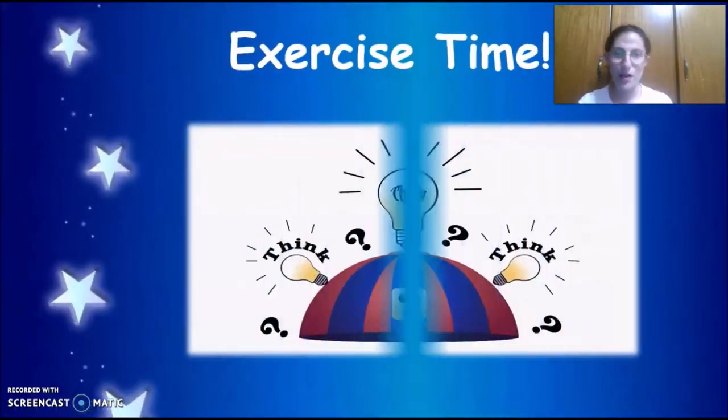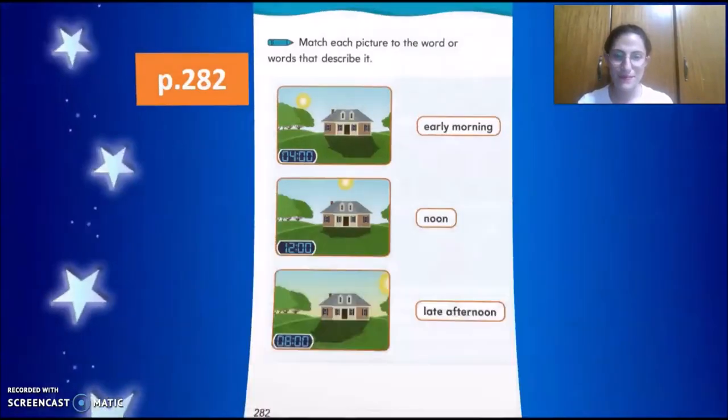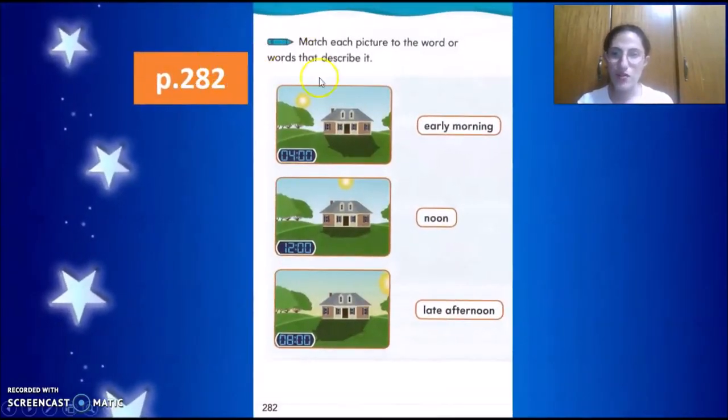Exercise time. Are you guys ready? We open to page 282. Match each picture to the word or words that describe it. So, over here in the first picture, the sun appears to be low in the sky at the left side, and it is 4 p.m. So, what is it? Is it late in the afternoon, is it early morning, or is it noon? Excellent, it is late afternoon, 4 p.m., right?